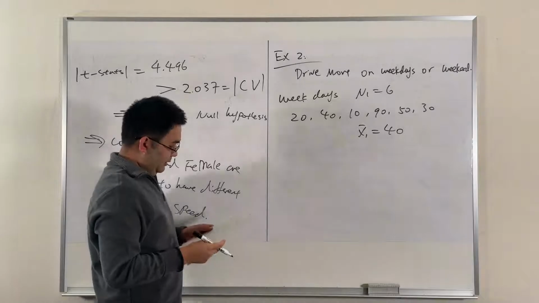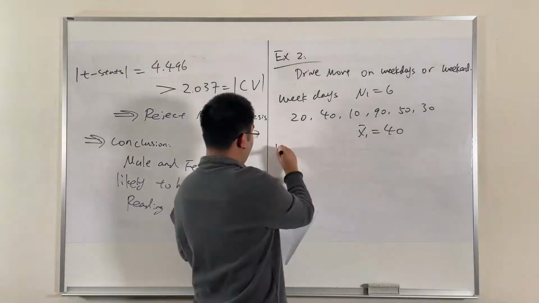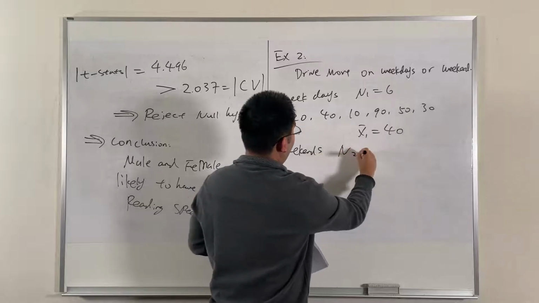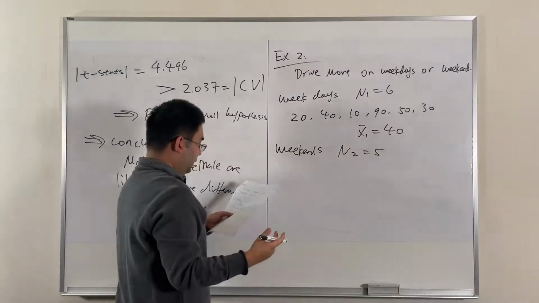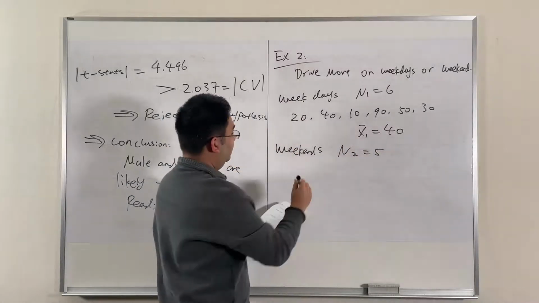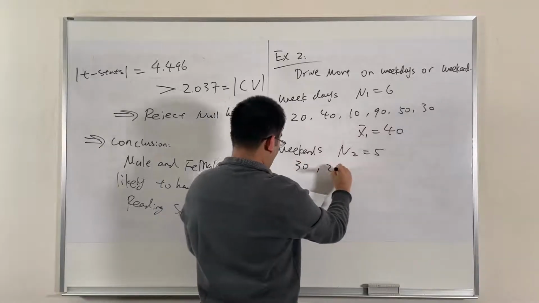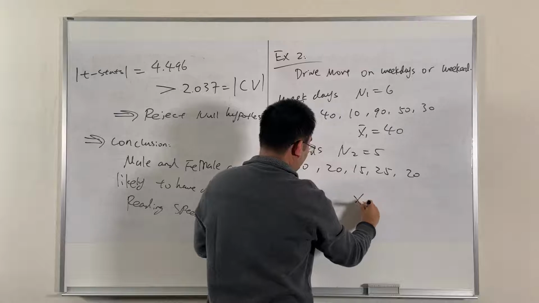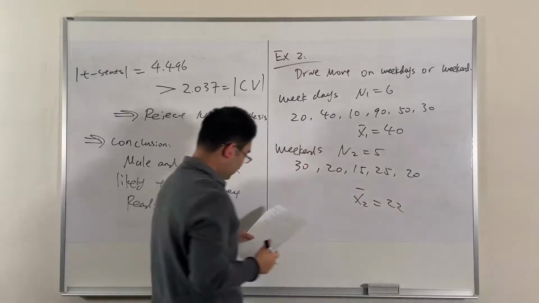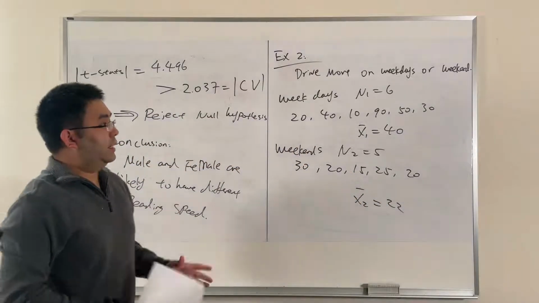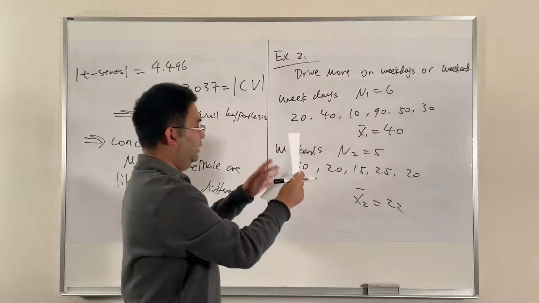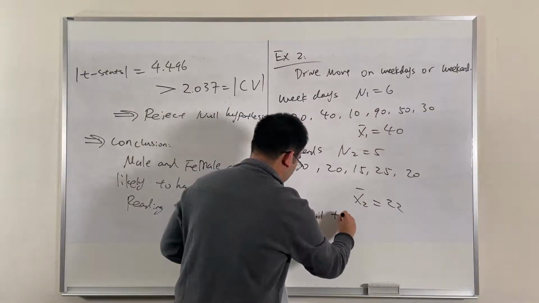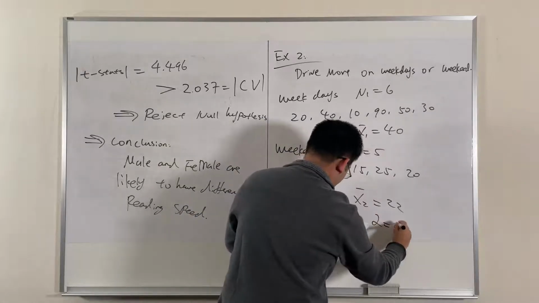Okay, and then for weekends, you have n2 equals 5, so you ask 5 people, and then get 30, 20, 15, 25, and 20. Your x2 bar equals 22. Let's say you want to do a two-tailed test with alpha equals 0.05.